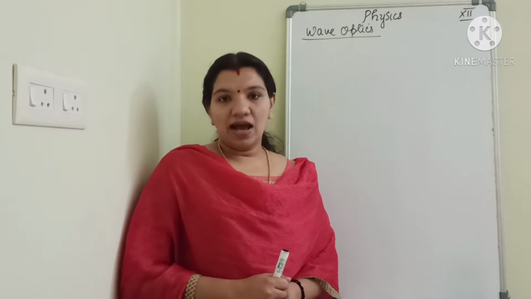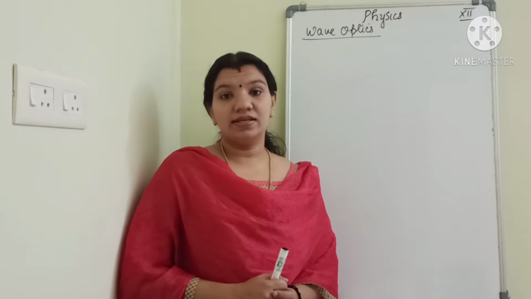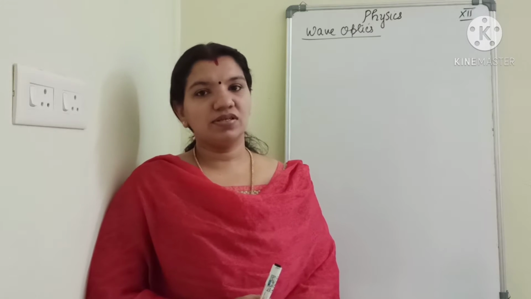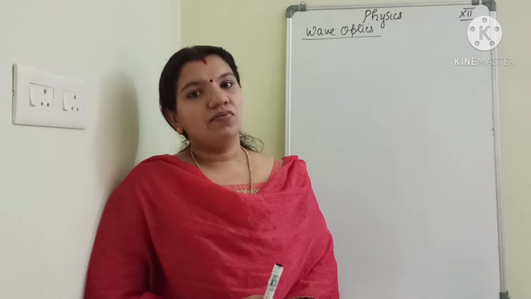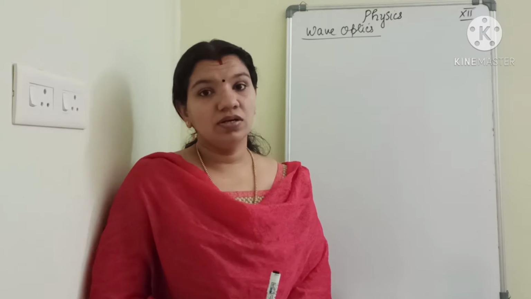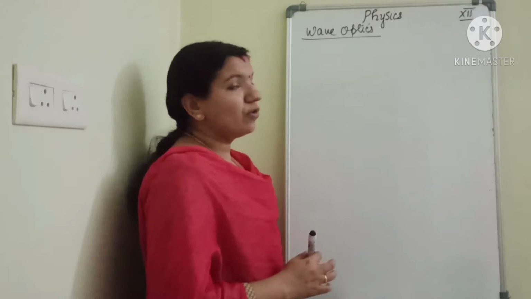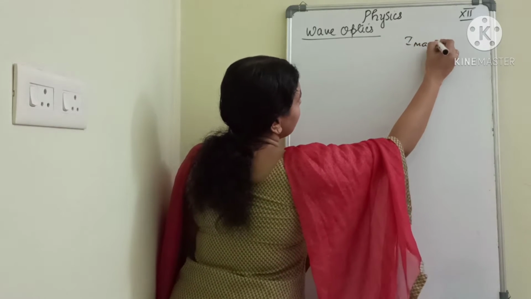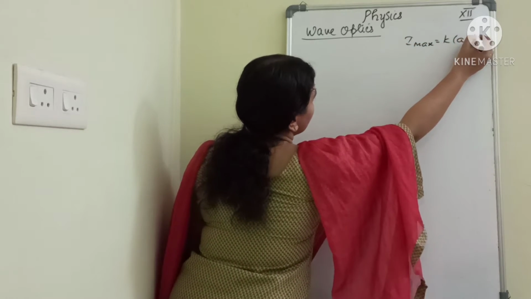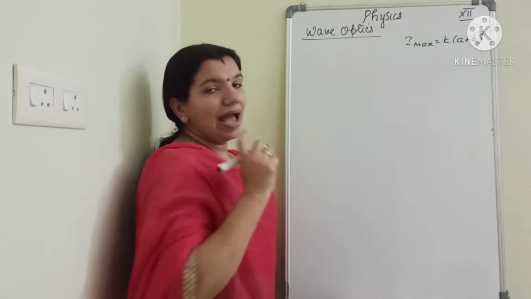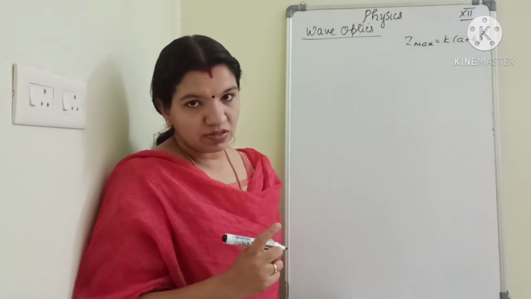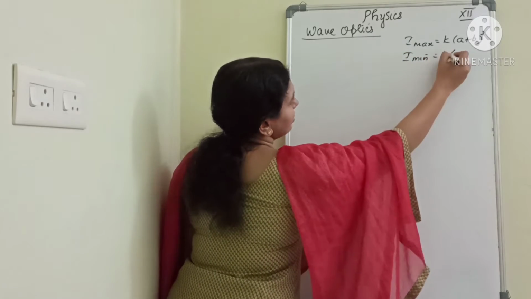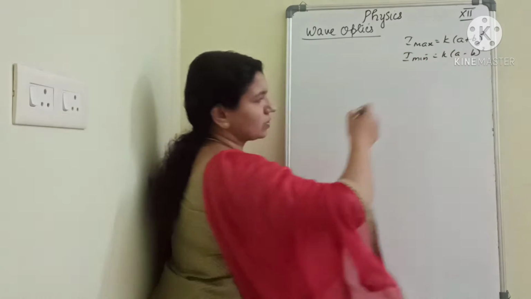So in the last class we discussed the intensity, then the conditions for constructive and destructive interference and so many things. And finally we came to an equation for intensity. Intensity maxima is given by the expression K into (A plus B) the whole square, where A and B are the amplitudes. Again, intensity minimum is given by K into (A minus B) the whole square.